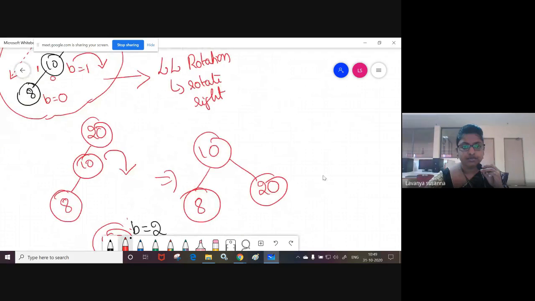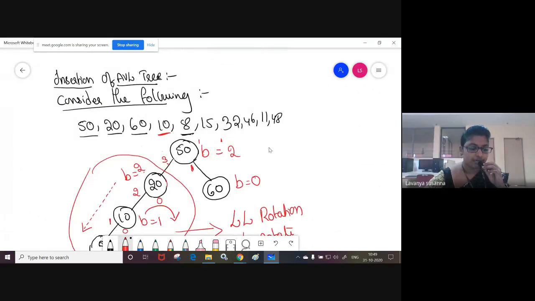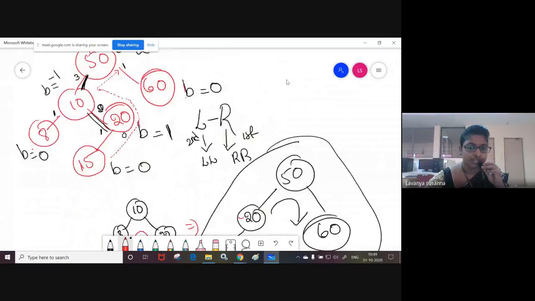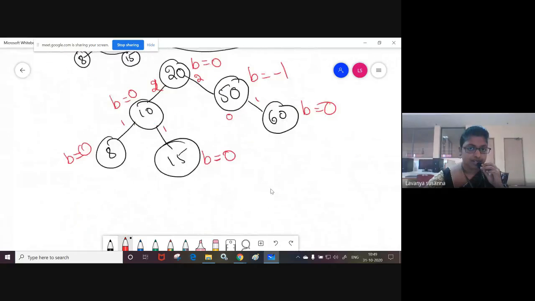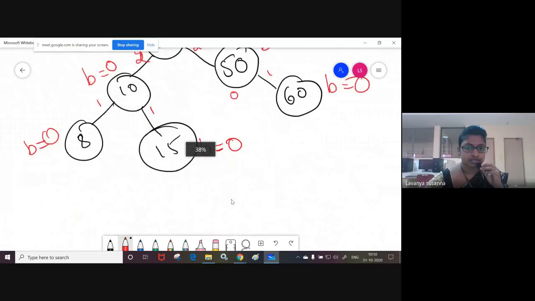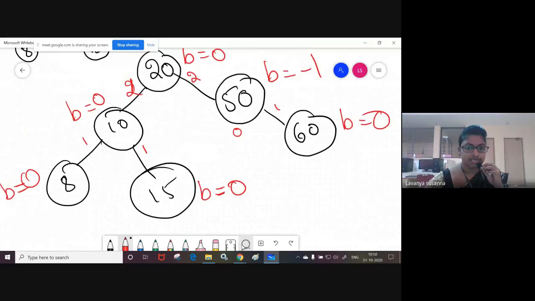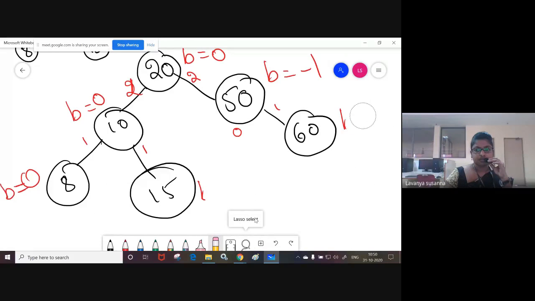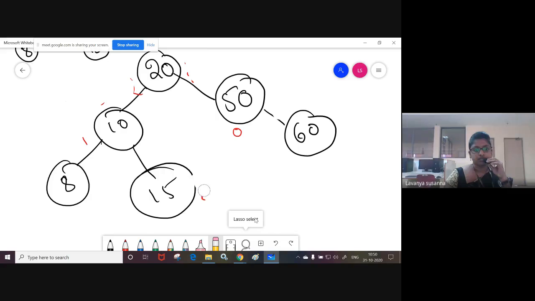Next one, which one do you have to insert? 32. See, the next element is 32. Insert element 32 into the resultant tree. Please try to understand, students. After inserting 32, again you need to find the balancing factor for each and every element. Please don't get confused. This is very easy if you practice it. Please refer to my notes after this class. Now insert 32.